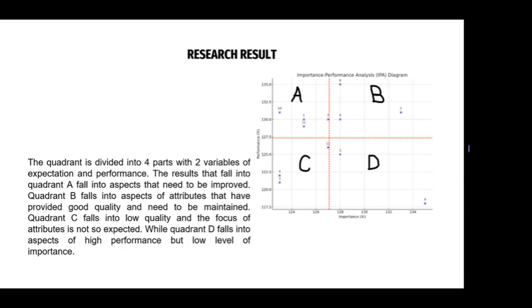So the quadrant is divided into 4 parts with 2 variables of expectation and performance. The results that fall into quadrant A are aspects that need to be improved. Quadrant B falls into attributes that have provided good quality and need to be maintained. Quadrant C falls into low quality and the focus of attributes is not so expected, while quadrant D falls into aspects of high performance but low level of importance.